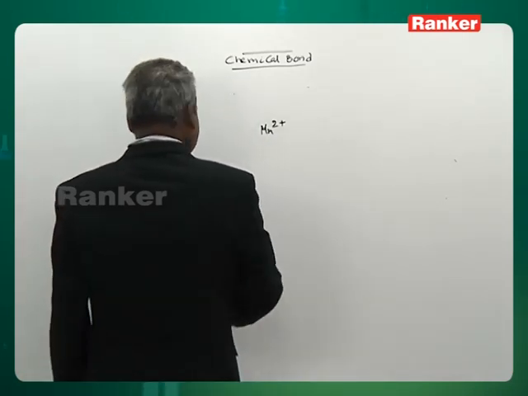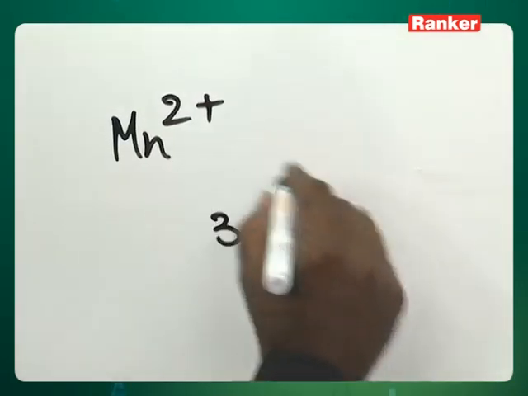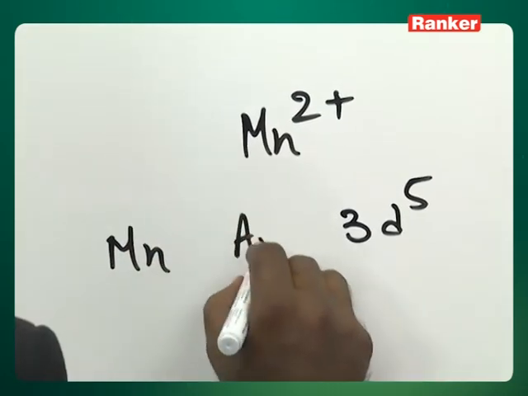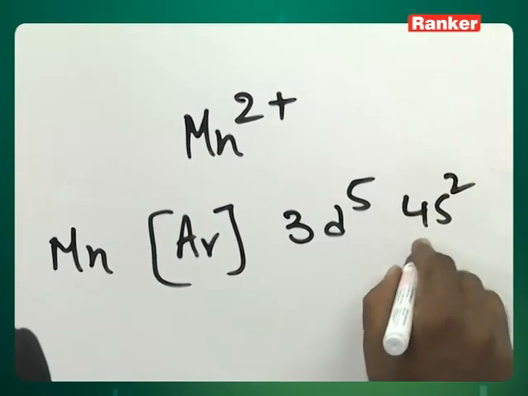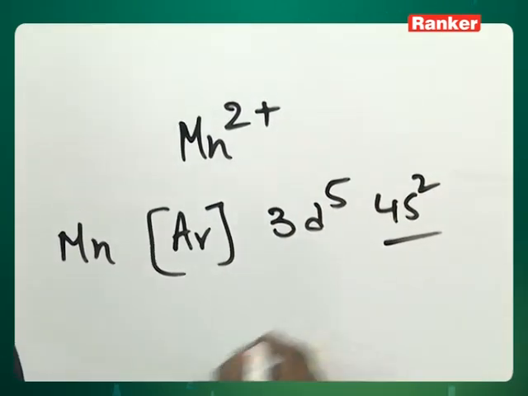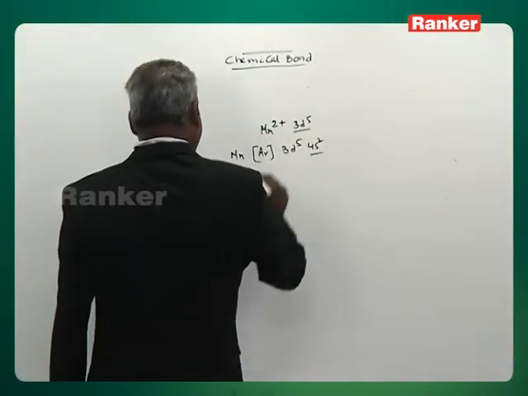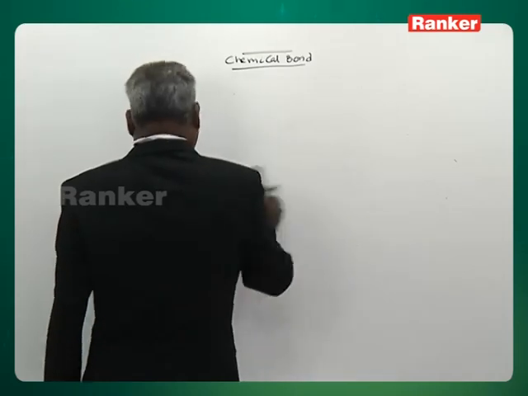Now Mn2 plus, what is the configuration? 3d5. Manganese, it is argon, 3d5, 4s2. When you remove these 2 electrons, you will get Mn2 plus. Mn2 plus 3d5. So you have 5 unpaired electrons, and therefore it is paramagnetic.